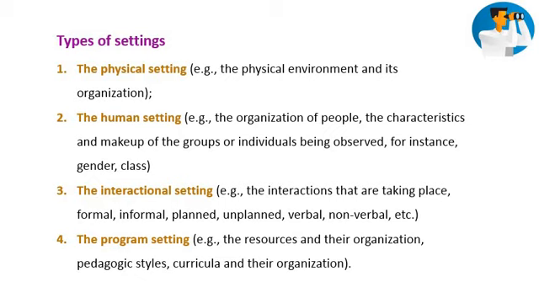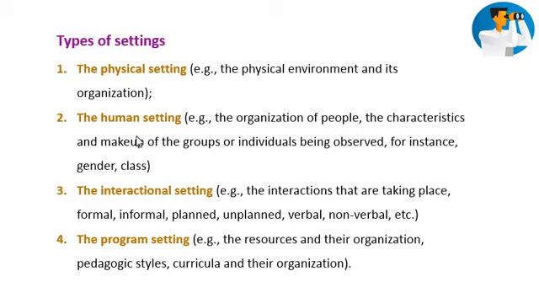And here we have types of settings. This is related to the goal of the study, the objective of the researcher. The first type of setting is the physical setting. For example, the physical environment and its organization. In some types of research, the physical environment is important, like in cultural studies. The researcher may be interested in the objects themselves which exist in the environment and how they are arranged, how they are organized. The task of the researcher is to provide a description of this physical setting.